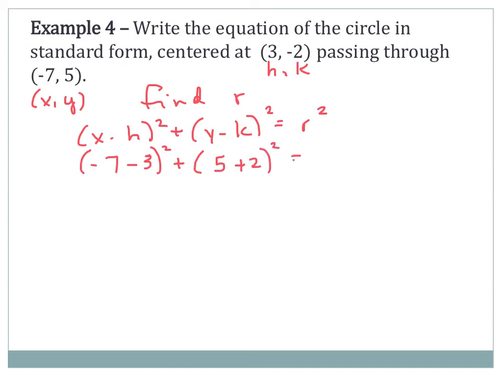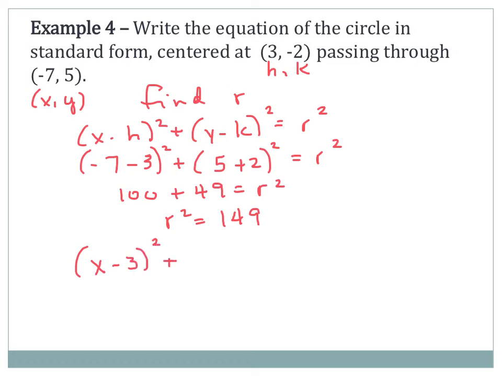Change the sign. r squared. This gives me 100. This gives me 49. And r squared is 149. So we're going to substitute back in h and k. Like so. And we have the equation of our circle.